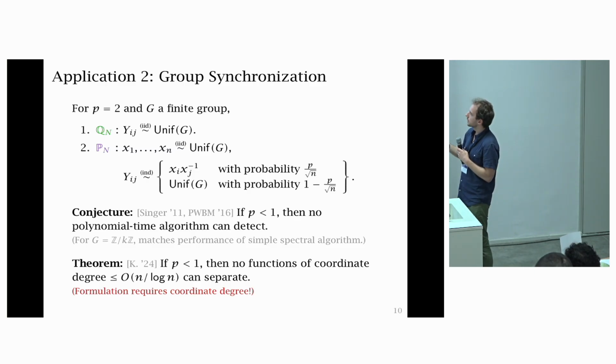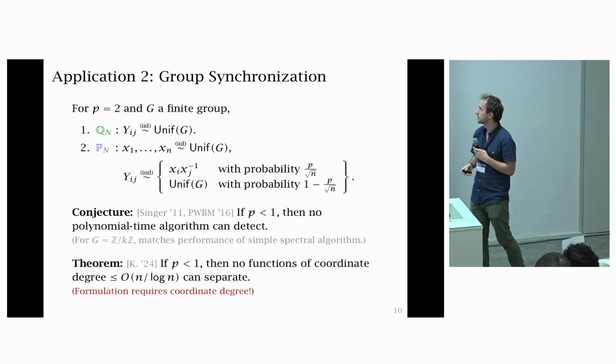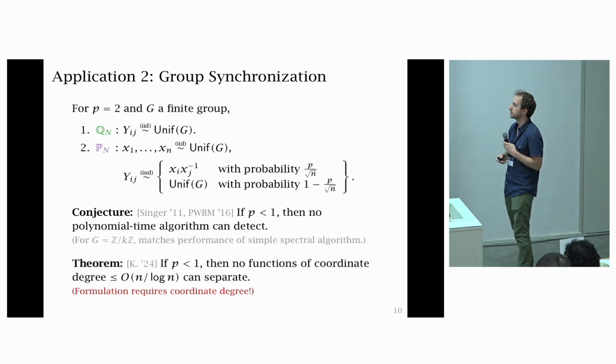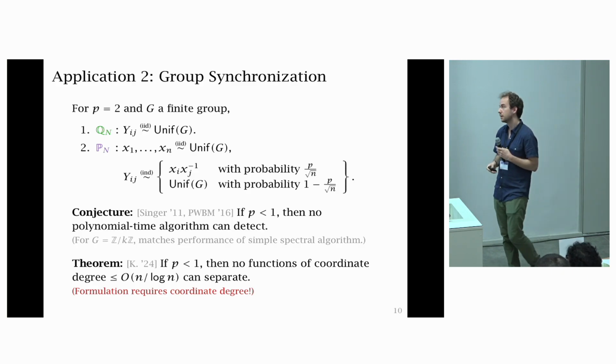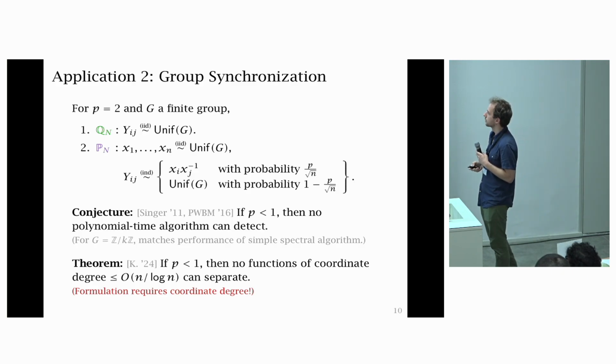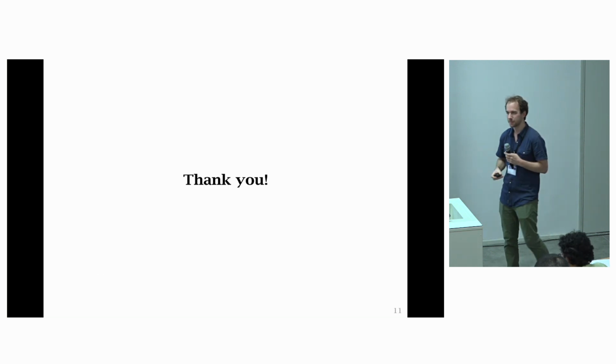What we can show, again, is that below this threshold, you need very high coordinate degree in order to separate. And let me just mention that here, really, to formulate this nicely, you do need this notion of a coordinate degree. So let me not go into any further details, and thanks for your time.